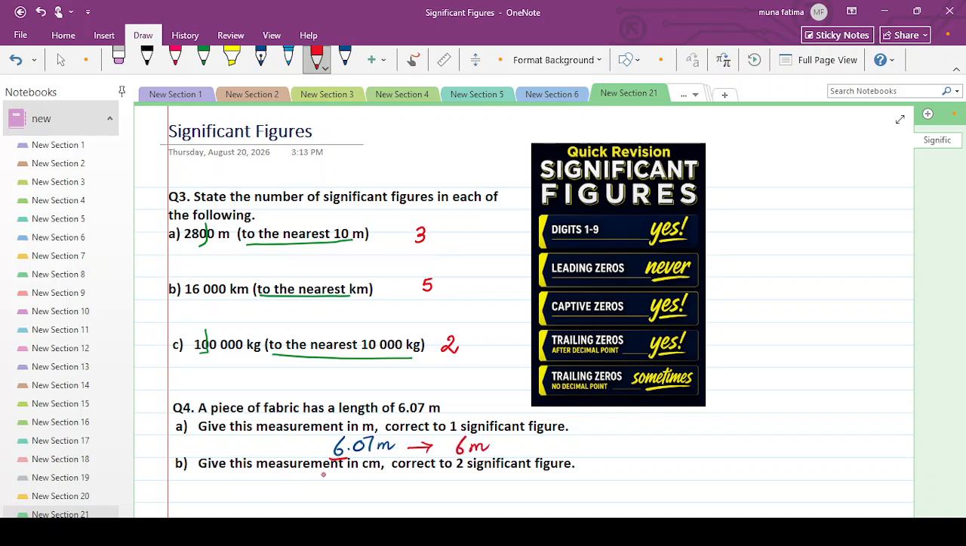The next one says give the measurement in centimeters and then correct it to 2 significant figures. All right. We know that every meter contains 100 centimeters, so we're just going to multiply by 100 to change this into centimeters. Whenever we multiply with a 10 or 100, the decimal skips toward the right, and it skips according to the number of zeros. We have 2 zeros in 100, so it's going to jump 2 places over here, and this becomes 607 centimeters. We have changed the units, and now we're going to identify our significant figures.